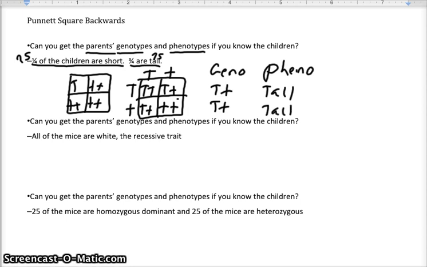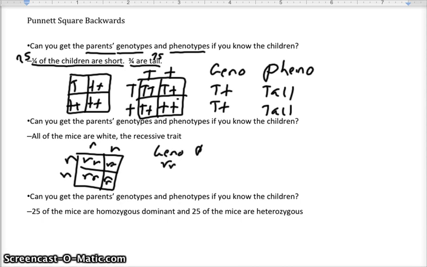This one's easy. All the mice are white, and it says white is a recessive trait. So they're all white. What are the parents going to have to be? Well, the only thing that's going to give you the white recessive trait is recessive parents. So the genotype of the parents would be little r, little r, and the phenotype is going to be white.